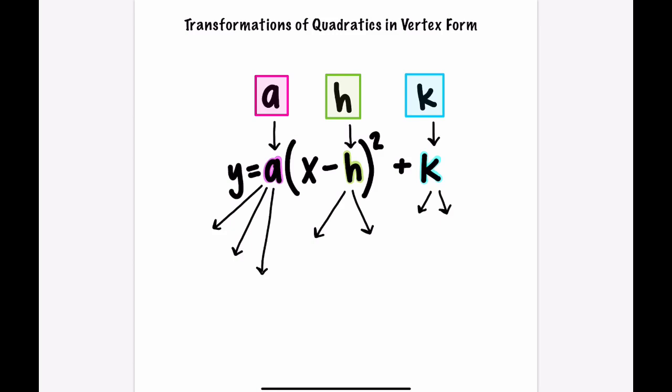So the first parameter is the a value. That's the number that's in front of the parentheses when you have a quadratic in vertex form. Now this is called vertex form because the vertex, or the mountaintop or the valley, the max or the min, is the point h, k. So when your quadratic equation is in this form, the vertex is h, k.